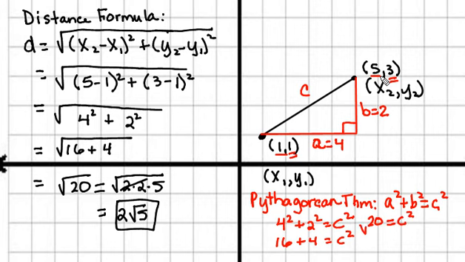According to the rules of algebra, I square root both sides, and I get that C is the square root of 20. And as we previously have seen here, the square root of 20 is the same thing as 2 square roots of 5. So either way to do this problem would be fine.